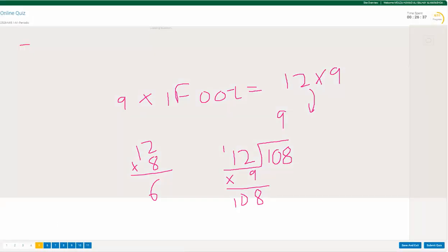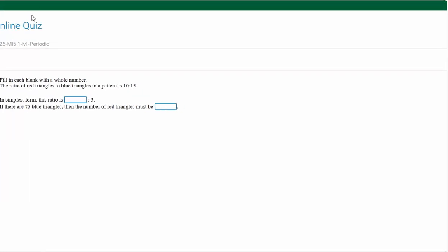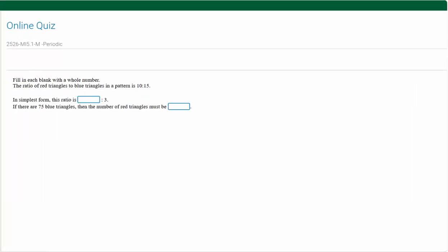Okay, let's go on the other side. In the simplest ratio, for example, in this one, the ratio of red triangles to blue triangles in a pattern is 10 to 15. In the simplest form, the ratio is, so now remember, keep in mind, red triangle is the first one. Keep this in mind because I know a lot of students get confused by this. The ratio of red is 10. The blue triangle is 15.